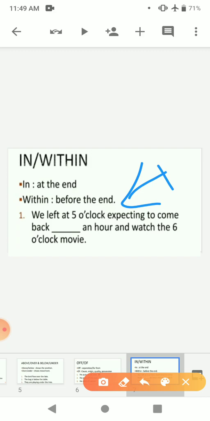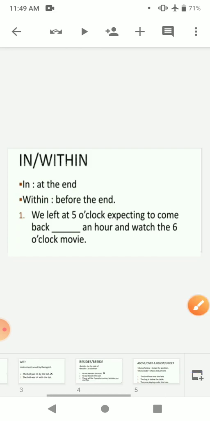Then only we can watch the 6 o'clock movie. It means we have to come before 6. If we are leaving at 5, it means we have to come before 1 hour, before we complete 1 hour. So before the end we have to come back. In such cases we use within. So in such sentences, try to understand the sentence first, then only use in or within.